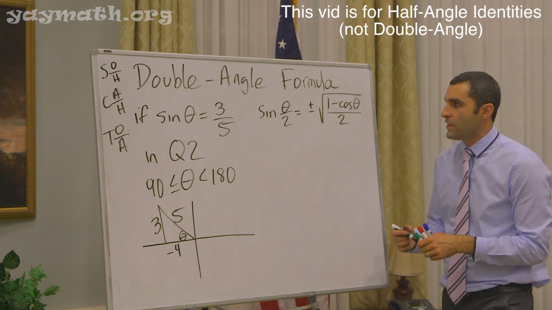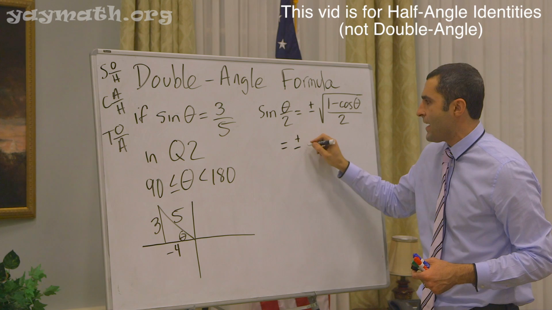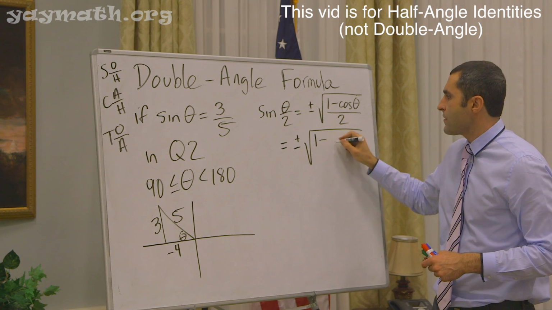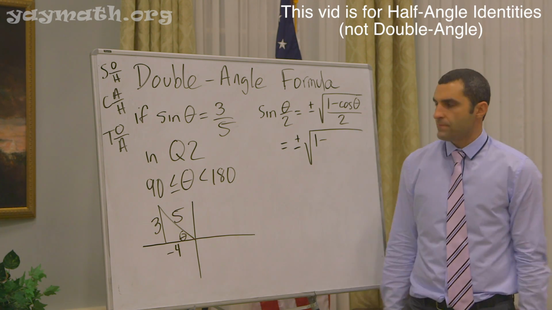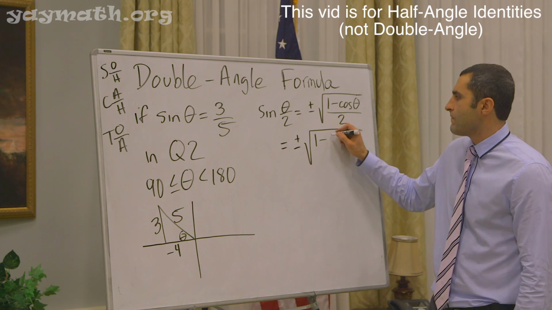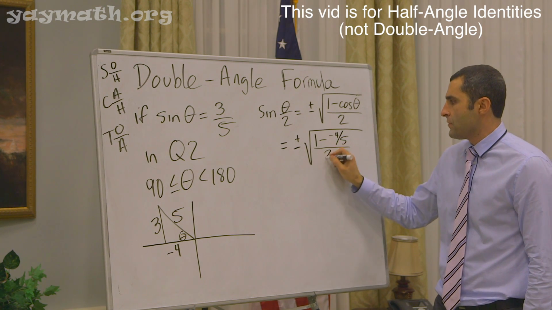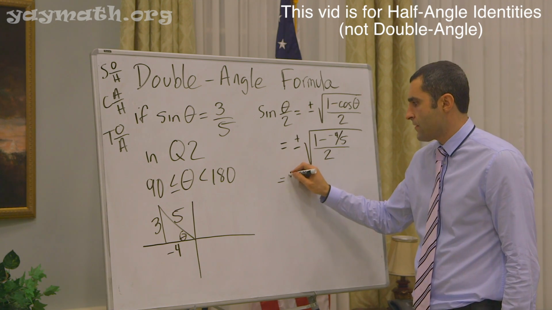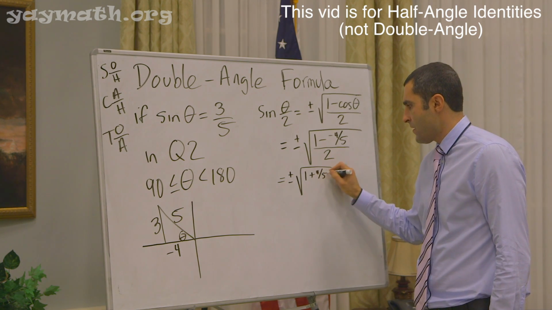Let's prove it. So sine of half this angle is plus or minus, and we'll talk about that in a second, the square root of 1 minus cosine of the angle. What is the cosine of the angle? The cosine of the angle is negative 4 over 5. Notice it's minus negative, so it becomes plus. So this becomes plus or minus the square root of 1 plus 4 over 5, all over 2.